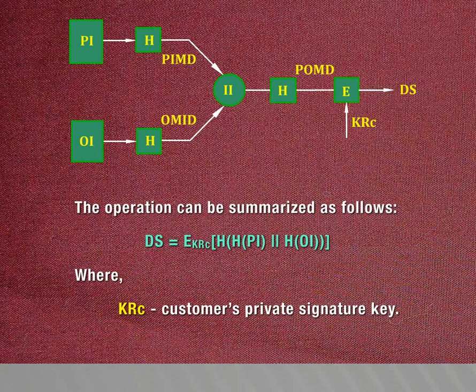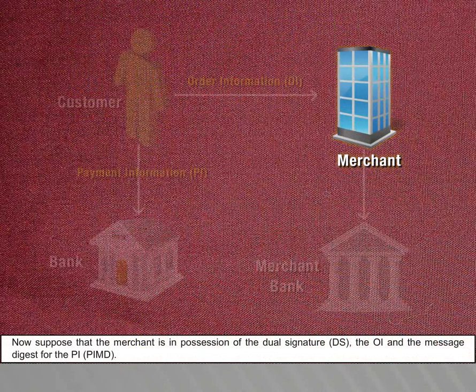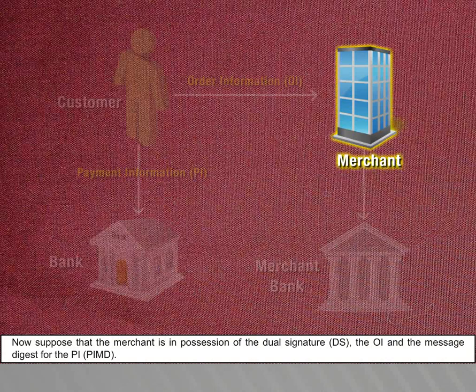The operation can be summarized as follows. DS = E(KRc, [H(PI) || H(OI)]), where KRc is the customer's private signature key. Now suppose that the merchant is in possession of the dual signature DS, the OI, and the message digest for the PI, PIMD.